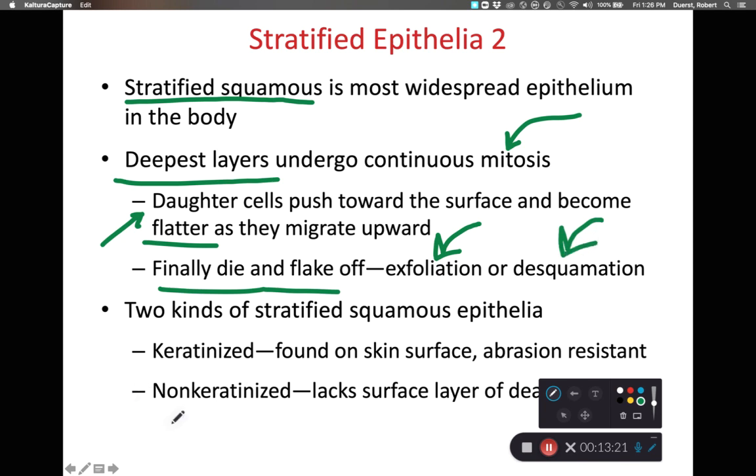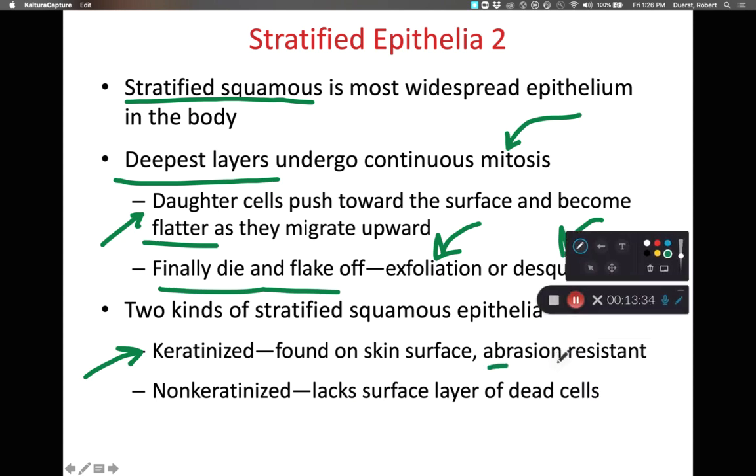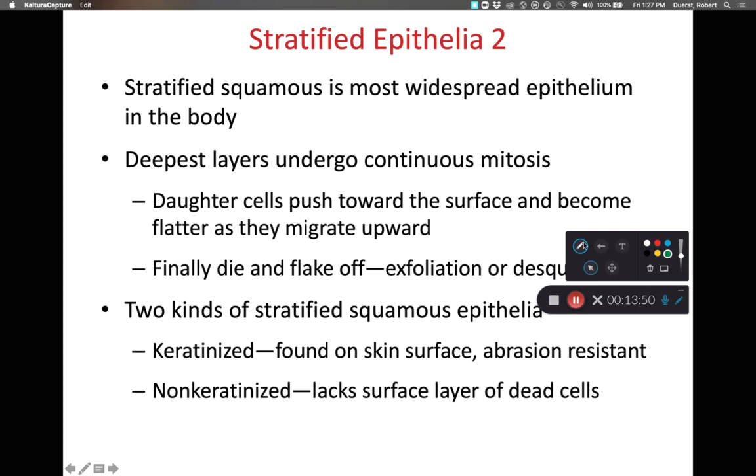And as we look at these stratified squamous, there's 2 kinds. There's the kind on the surface of our skin that's filled with keratin. This is a keratinized stratified squamous epithelium. And because of that keratin, it's exceedingly abrasion resistant. Non-keratinized stratified squamous epithelium lacks that layer of dead cells filled with keratin. But because it's stratified, it still does have resistance to abrasion, just not as much resistance to abrasion.